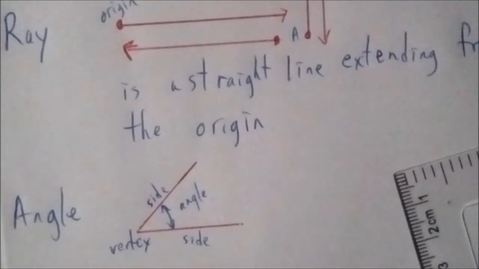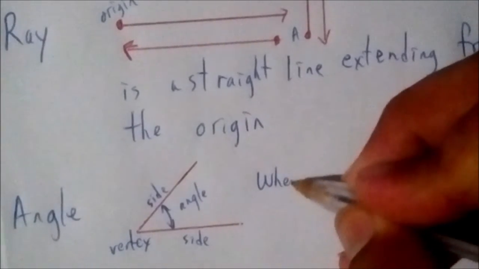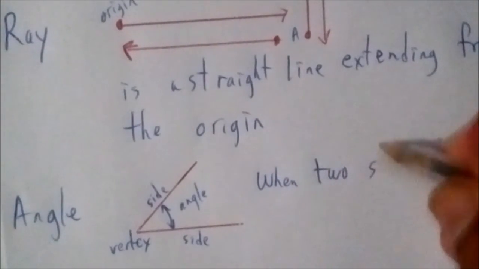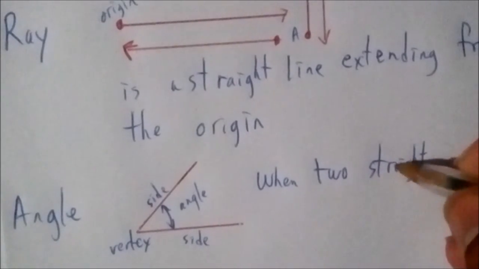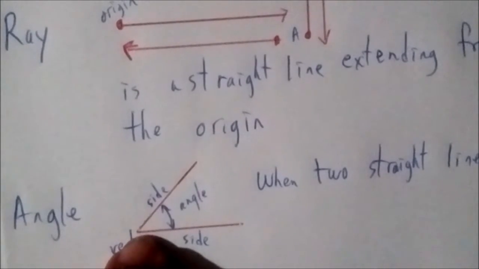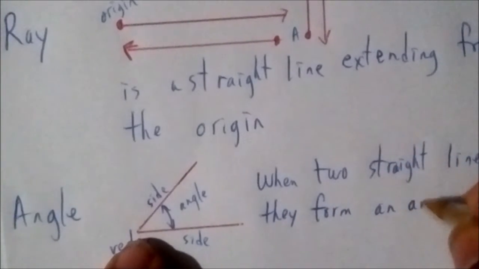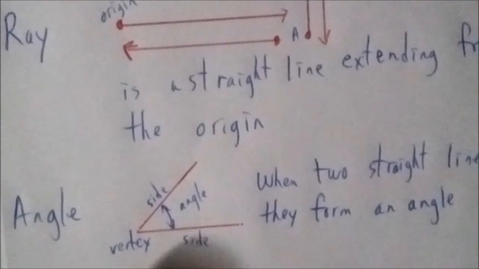So let's now give a definition for an angle. When two straight lines meet at a point, and where's the point? Right here at the vertex. Okay, so that's the point. They form an angle. They form an angle. So that is known as an angle.